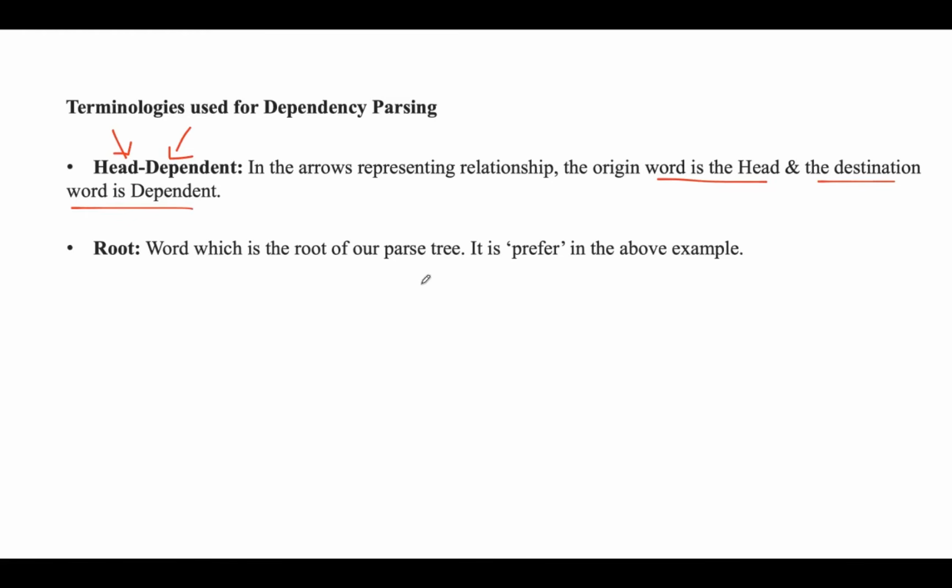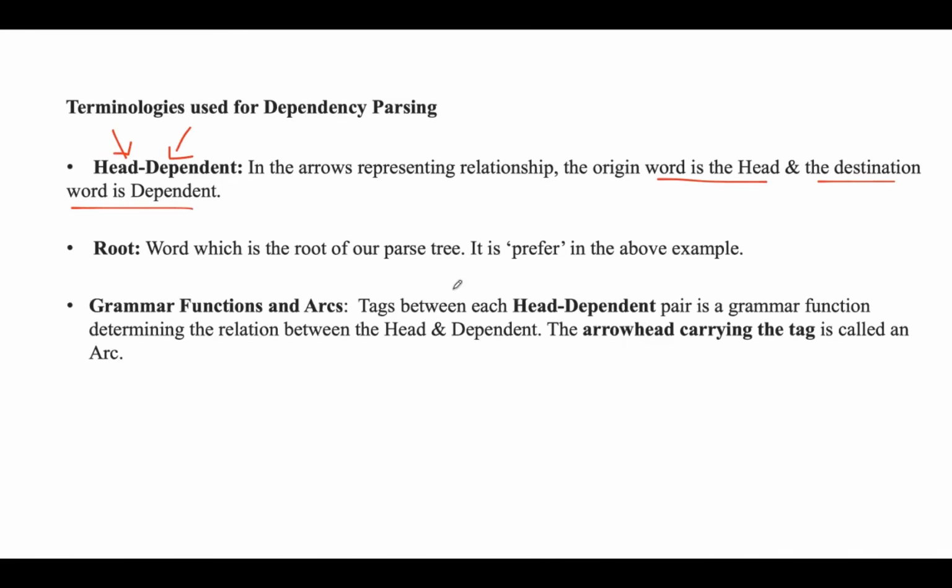And just now we saw that the verb in the given sentence becomes the root word. So for example, if the given sentence has the word prefer, then as prefer is a verb, that becomes the root word.